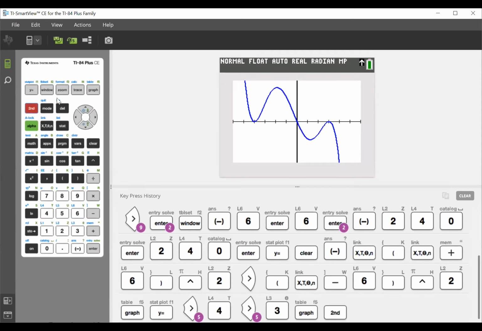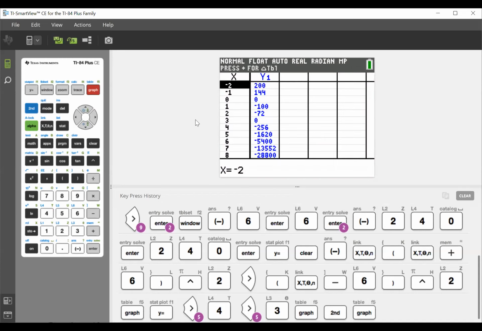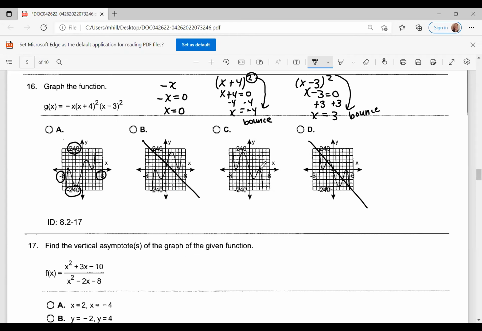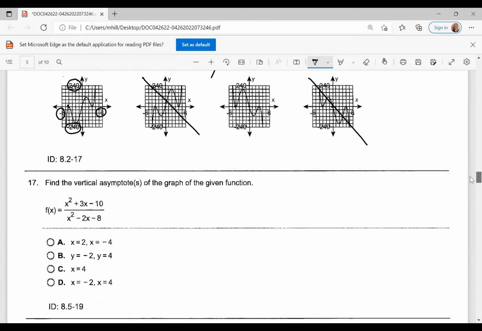I also can go to my table and I can go, what happens to 4? 4 is -256. So it's going down after what we had. So when I go back here and I look at this, you can notice that after 4, it's going down. That's the one that matches the closest, C.